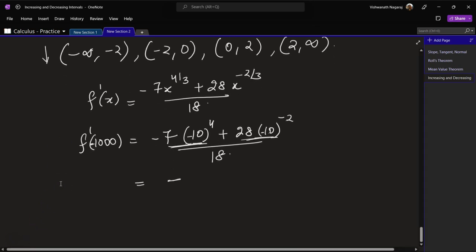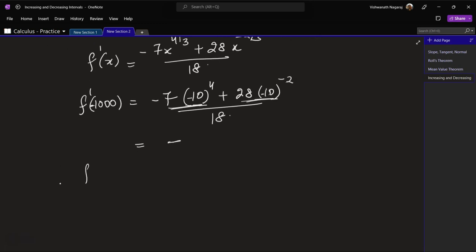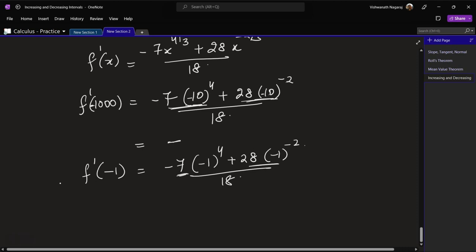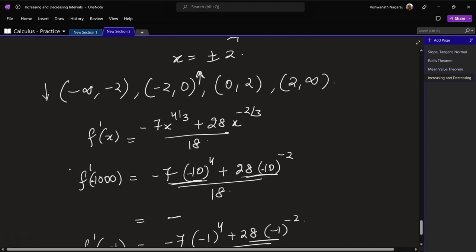Right? Okay. Now let's take the interval minus 2 comma 0. So let's take f prime of minus 1, which gives us what? Minus 7 times minus 1 cube root is minus 1, right? But to the power of 4, plus 28 times minus 1 to the power of minus 2. So this would also be minus 1. So without really evaluating this, we realize that this is going to be a negative number, this is going to be positive, but this is going to be bigger than this. So therefore this is going to be a positive number, which means this will be an increasing interval.